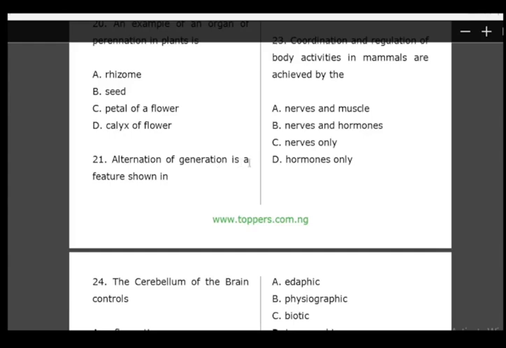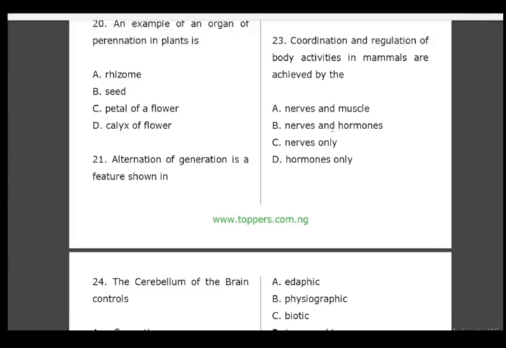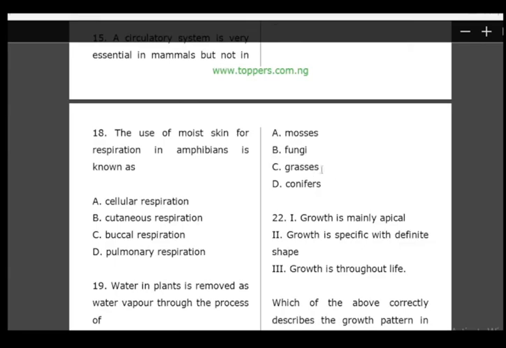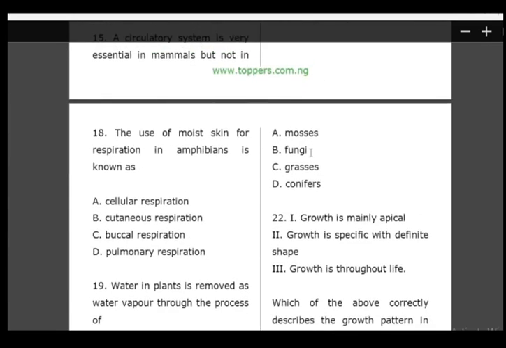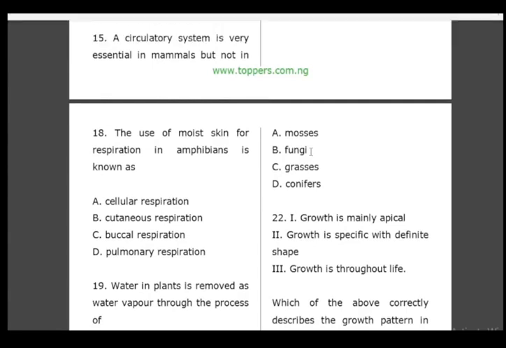Alternation of generation is a feature shown in mosses, fungi, grasses, conifers. It is only the fungi here that has the ability to alternate its generations. Only the fungi.